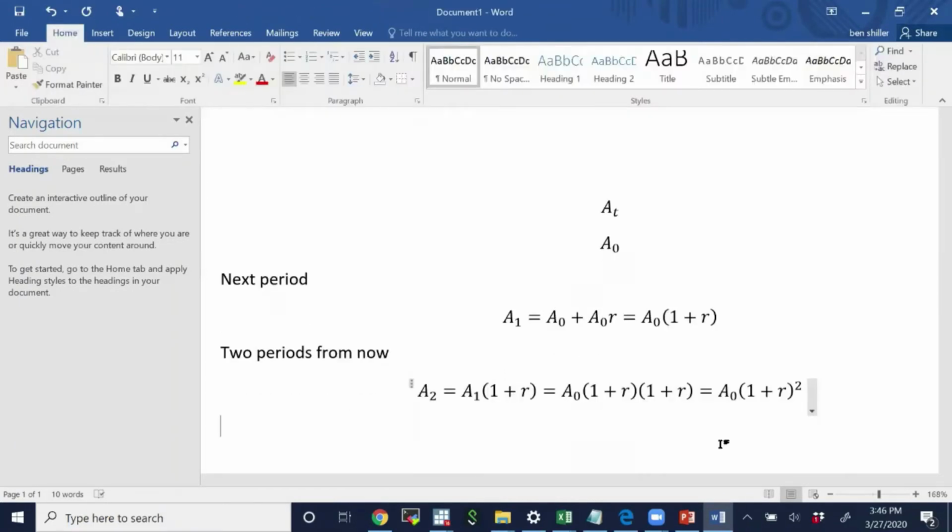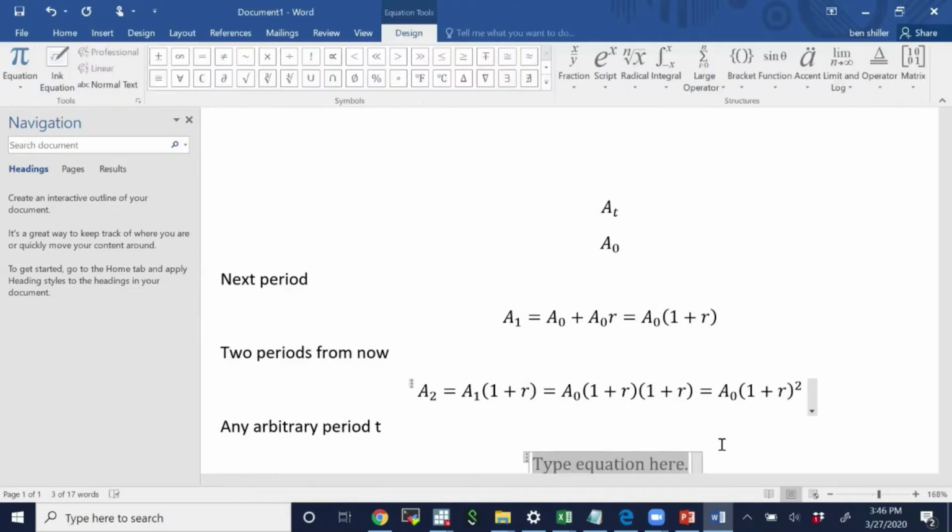It's raised to the power of how many periods from now we're looking at. And so you might guess any arbitrary period T from now, if you keep on reinvesting the interest at the same interest rate R, the amount you're going to have in period T in your bank account is going to be the amount that you started out with times 1 plus the interest rate raised to the power of, not 2, of T.